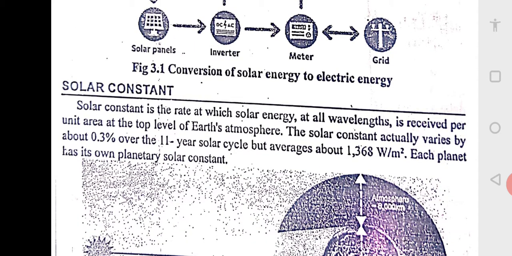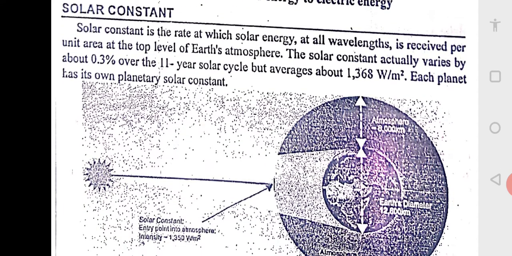Now let us look at one term called solar constant. You can see on the left side there is the sun, and on the right side there is the Earth, and over the Earth they have put the atmosphere. The Earth's diameter is around 12,800 kilometers, and this atmosphere is shown here.